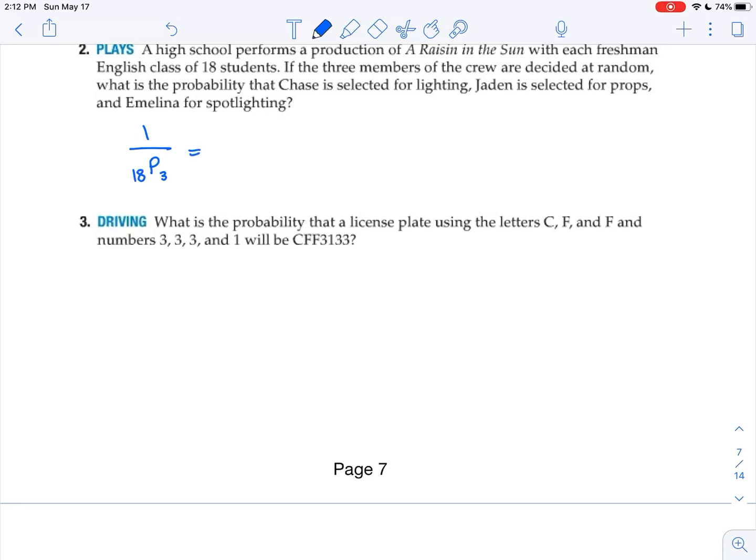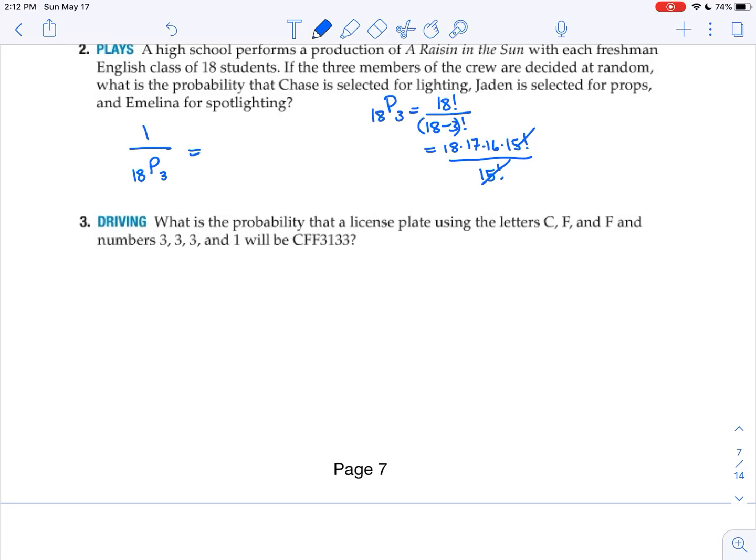So when I simplify that, I get 18 permute 3 is 18 factorial over 18 minus 3 factorial. And keep in mind, just because I want you guys to understand how this is the same thing as if I just did 18 times 17 times 16, is because the 15 factorials reduce out.